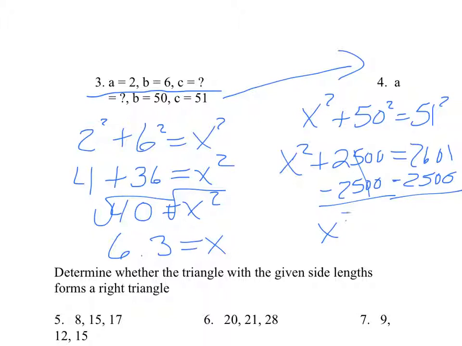You can get x squared equaling 101. Square root, square root. And I get x, or the a side, equaling, it's actually going to be 10.0, because it's 10.04 on the calculator, and the 4 is not high enough to bump that 0 in the tens place up to 1.